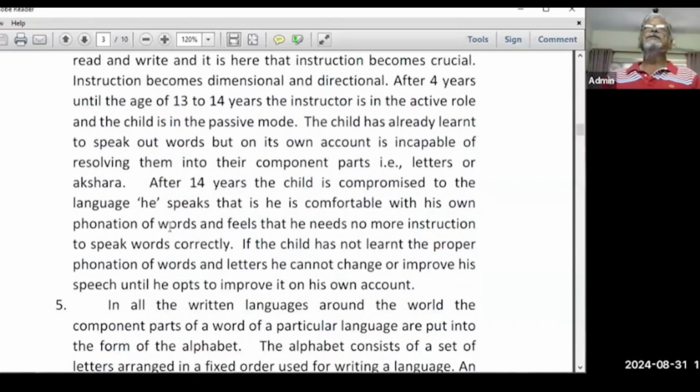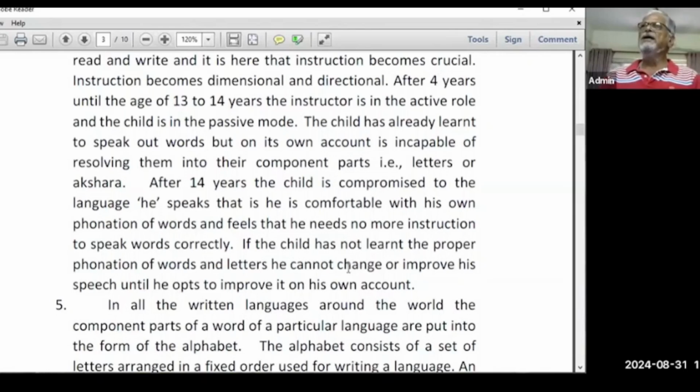After 14 years, the child is compromised to the language he speaks. That is, he is comfortable with his own phonation of words and feels that he needs no more instruction to speak words correctly. If the child has not learned the proper phonation of words and letters, he cannot change or improve his speech until he opts to improve it on his own account. Therefore, this becomes very important.